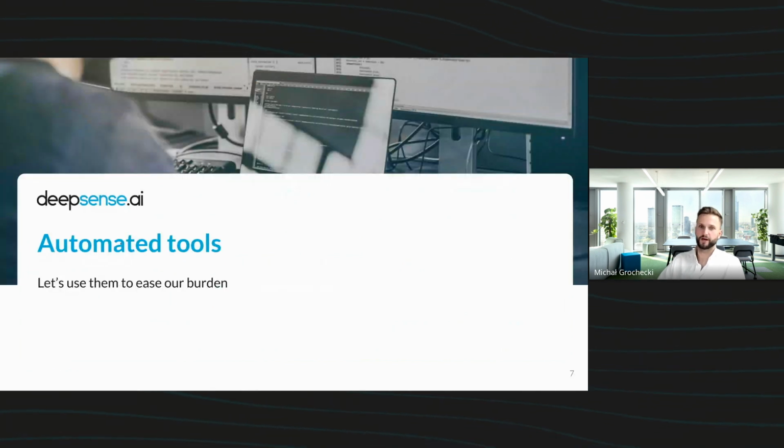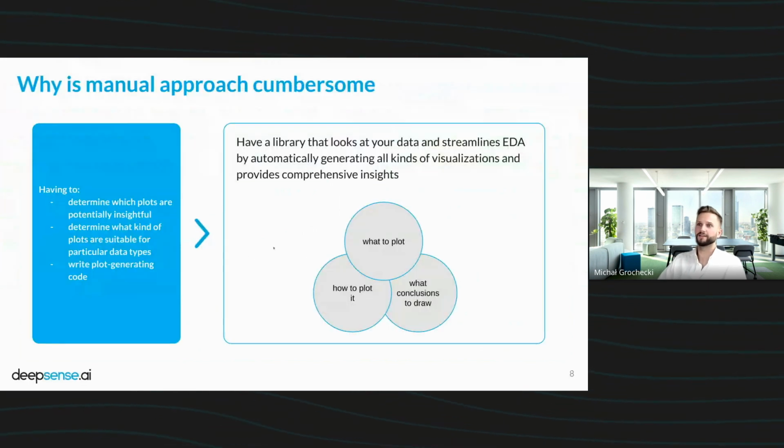Now let's talk a bit about automated tools and how we can delegate part of our work to them. So why is the manual approach cumbersome? While analyzing and visualizing our data manually gives us a lot of flexibility, it does require us to determine which plots are potentially insightful, determine what kind of plots are suitable for particular data types, and write the actual code for generating the plots. So to put it shortly, it requires us to make a lot of effort, which goes against the topic of today's talk.